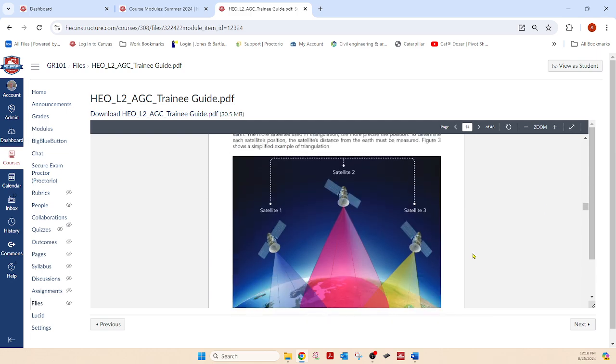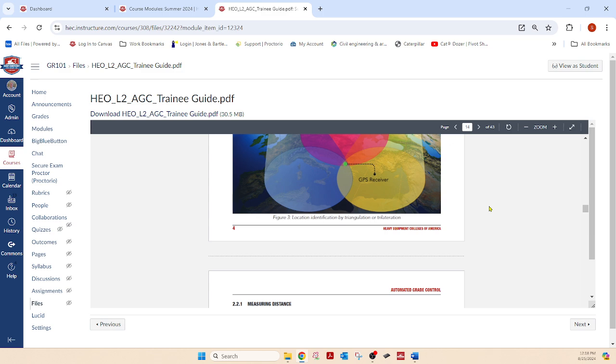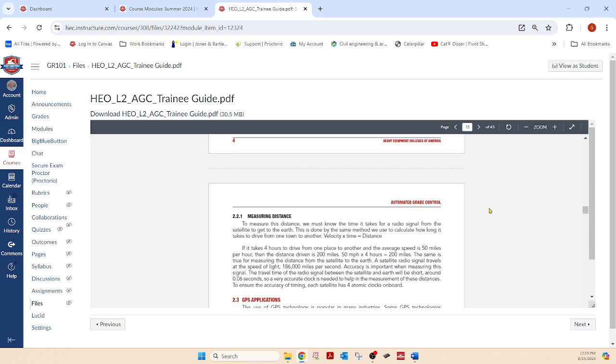Here it is, and it's showing what that means. They're using all this to find this point right here. So read about that. You'll find it on page 4.